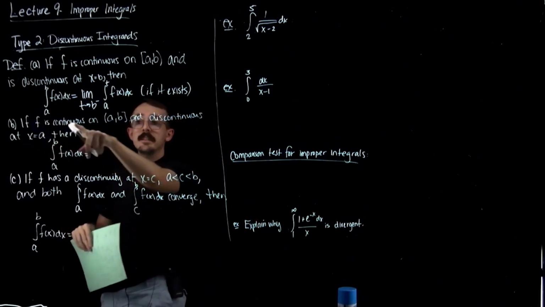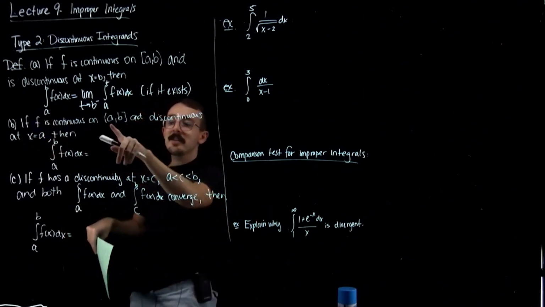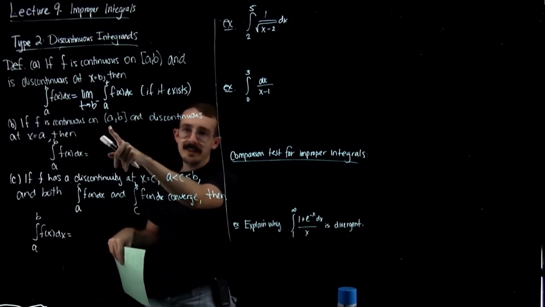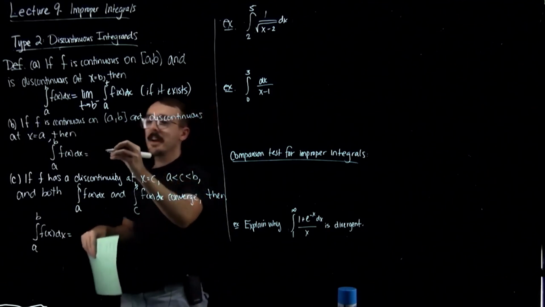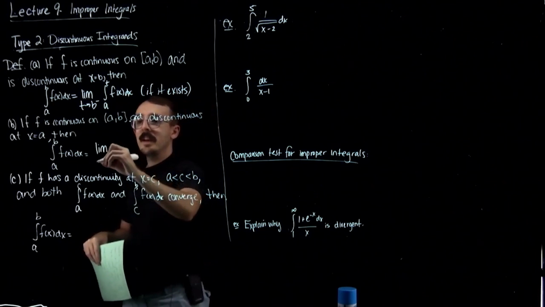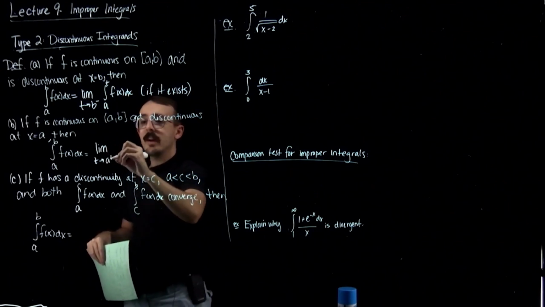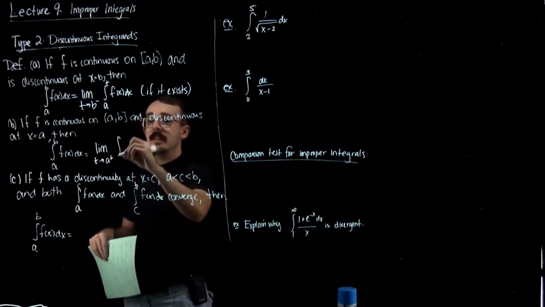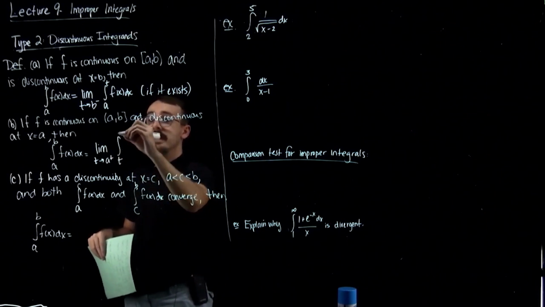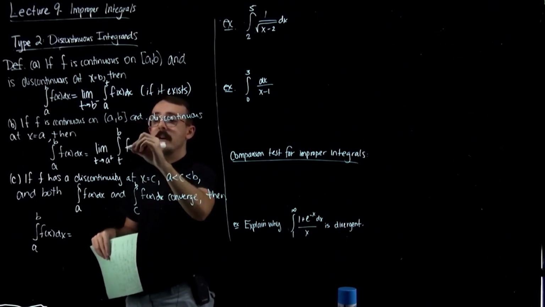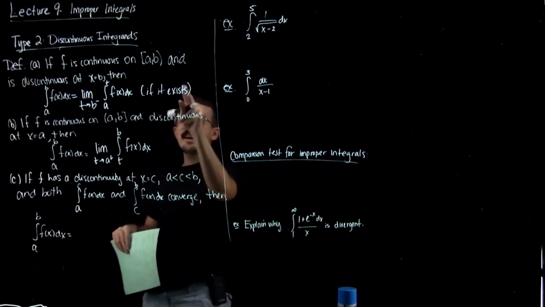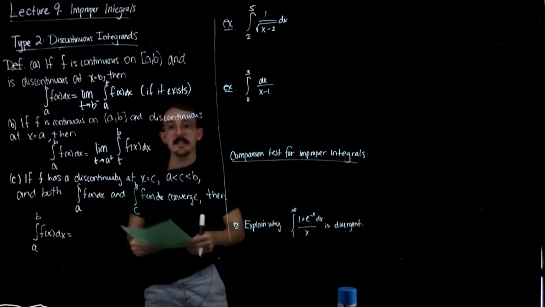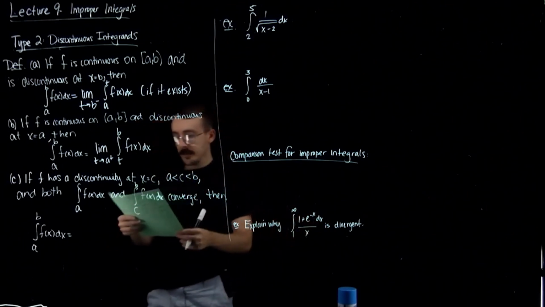Here we have f is continuous, and we just flip it around. So now it's the left endpoint where we're not continuous, but everything else we're continuous. So for this one, you have the limit as t approaches a from the right of the integral from t to b of f of x dx. And again, that's true if this limit actually exists. Sometimes it will, sometimes it won't.